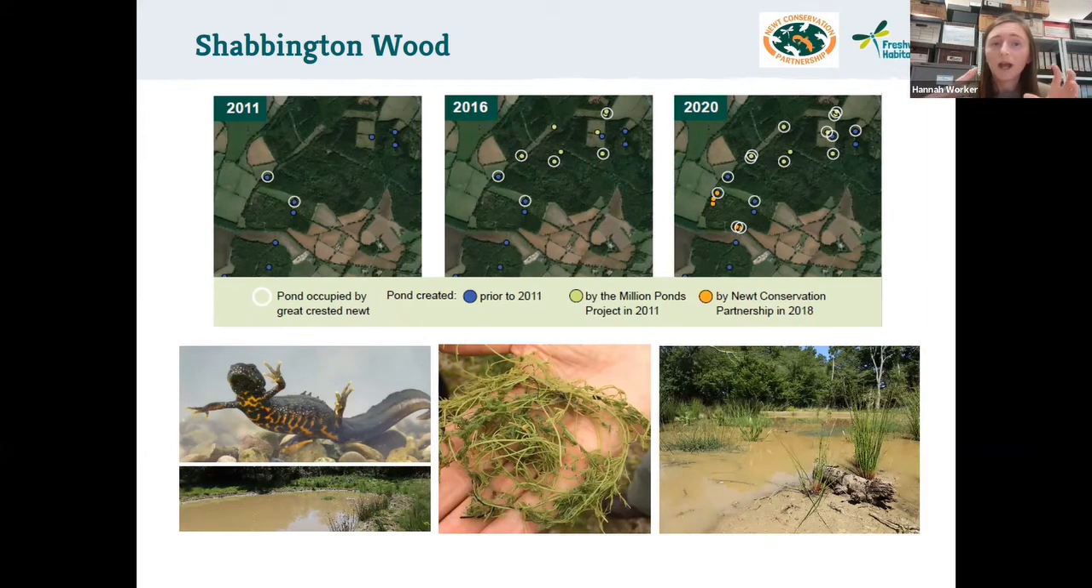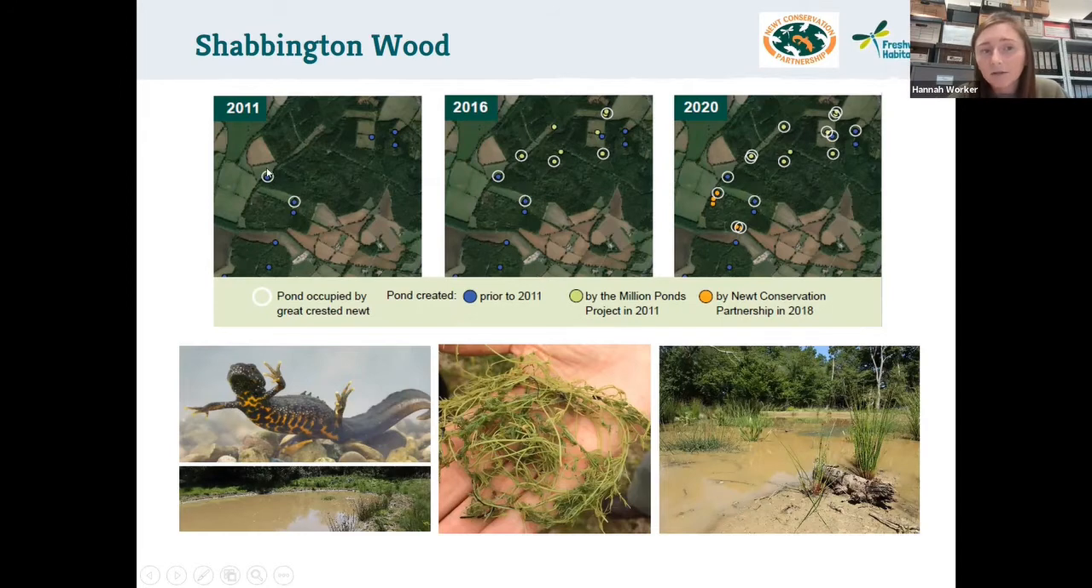and expanding outwards, you can get some amazing gains from it fairly quickly. The woodland's designated as SSSI for its butterflies, but even pre-2011 it has quite a few ponds in the area. And it's a remnant of the wider Bernwood forest that used to be quite extensive. So there's been a few iterations of ponds going in. In 2016, through the Million Ponds project, quite a few ponds were put in, and this has been added to by the Newt Conservation Partnership in later years.